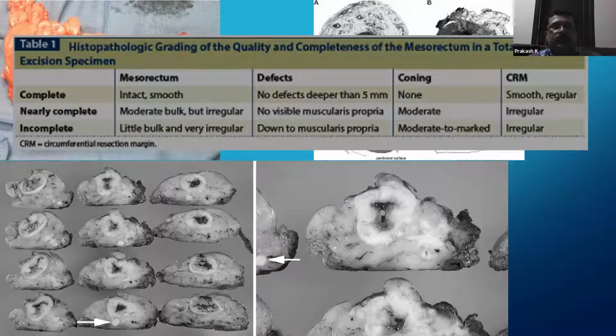Near complete is if you have minor irregularities, but the muscularis propria at no point should be seen, and coning should be minimal or moderate, and some surface could be irregular. But the moment you see an irregular mesorectum and the muscularis propria is exposed, or if there is coning, then it's an incomplete resection. There you have a very poor quality of surgery.